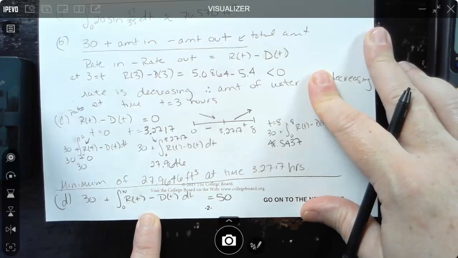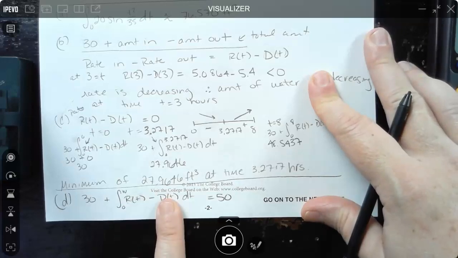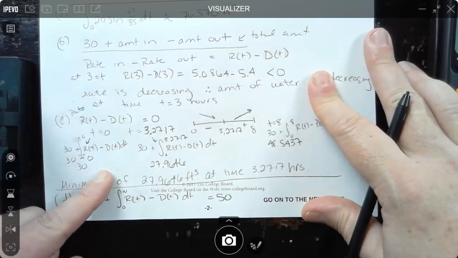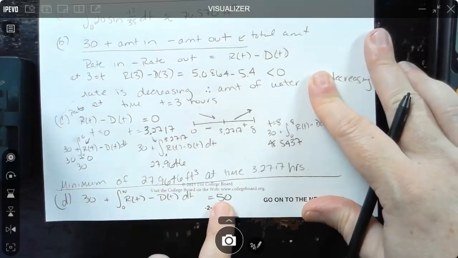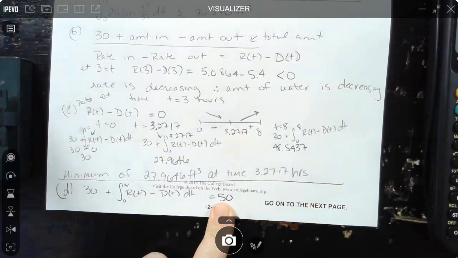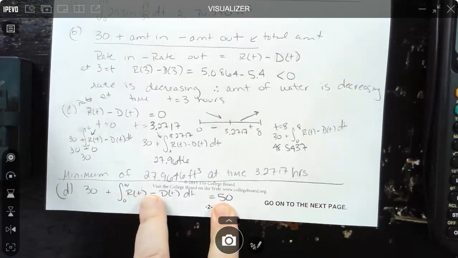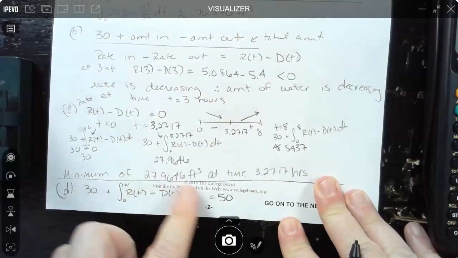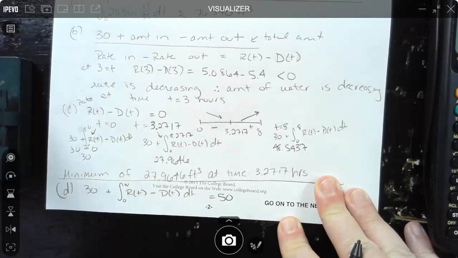Well, the amount of water in the pipe is how much comes in minus how much comes out from 0 to, they said W. They said use an arbitrary time W. So I use W. Set it equal to 50. That was 2 points for that one little equation. 1 point for the integral and 1 point for the equation. So even if you didn't get the equation, but you used this integral, you still got a point.